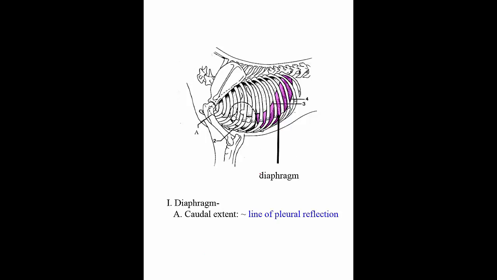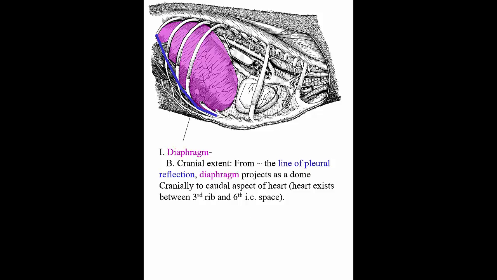Let's think about the diaphragm a little bit. The diaphragm is often very confusing to beginning anatomy students. So the caudalmost aspect of the diaphragm is the line of pleural reflection, which we just defined, from the angle of the last rib to the 8th costal cartilage. The cranial extent, now this is flipped around, so this is a cranial view, right aspect. So here's the line of pleural reflection reflecting that caudal aspect of the diaphragm. Cranially, it extends like a dome, so the lungs are removed from this image so you can see it. It extends as a dome all the way up to the caudal aspect of the heart.